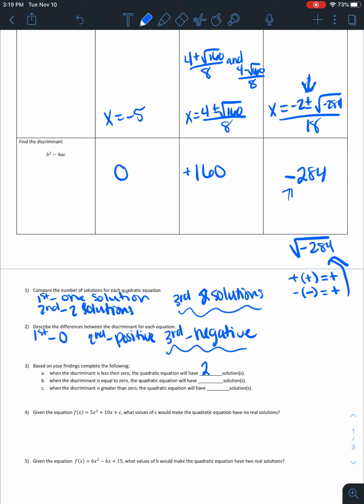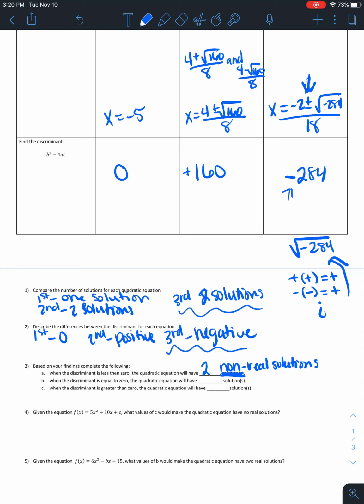We can't multiply two of the same thing together to get a negative answer. So this is not just two solutions, but this is actually two non-real solutions. So we're not going to get a real number. This is where we get this imaginary letter i from, okay? So this is not just two solutions, but two non-real solutions.